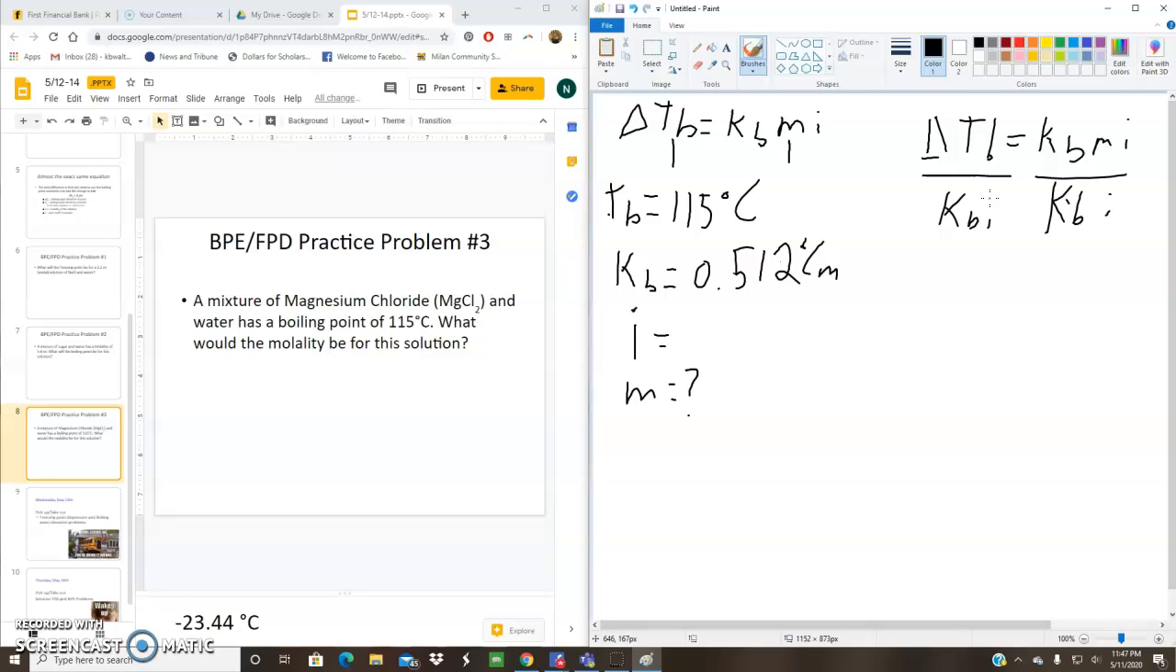So we have the change in the temperature. If it's 115, 115 minus 100 is 15 degrees Celsius, divided by Kb, which is 0.512, times i. i for magnesium chloride is magnesium is 1, chlorine is 2, 1 plus 2 is 3. So if you plug all that into your calculator, you should get that it is 9.76 molal. That should be with sig figs.